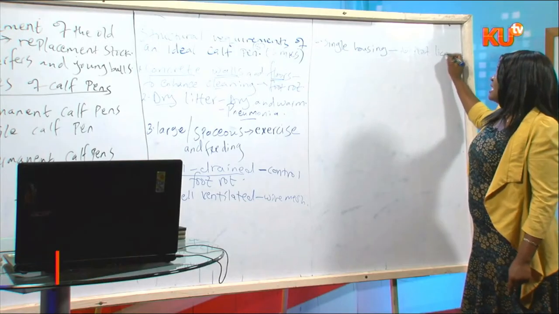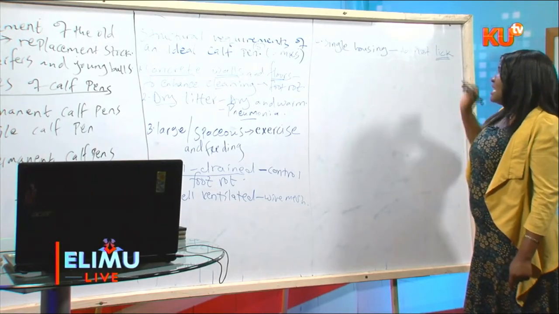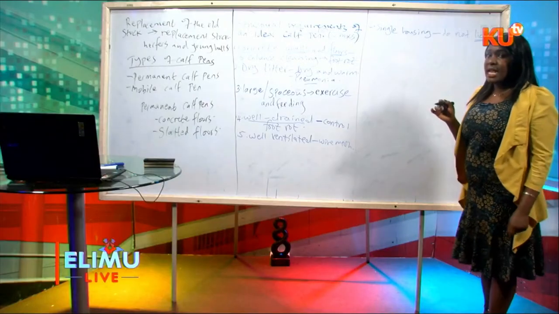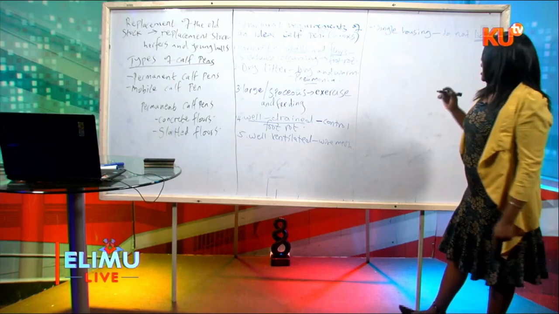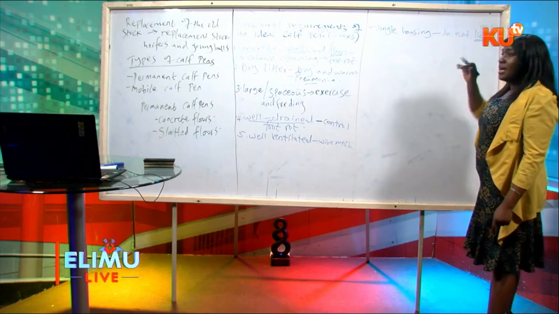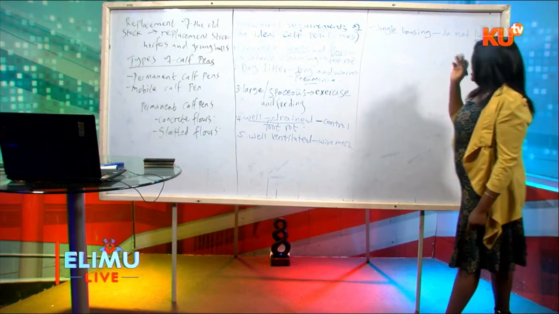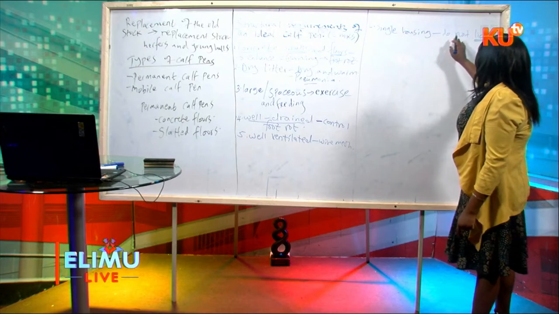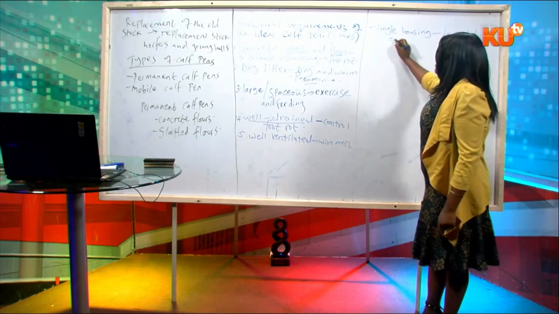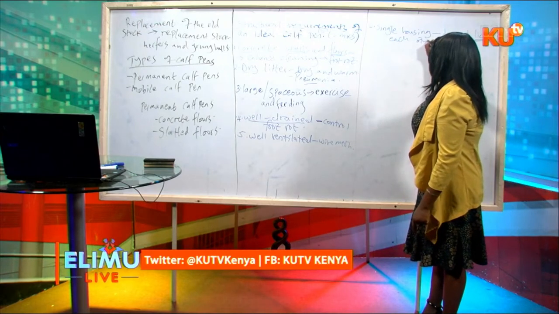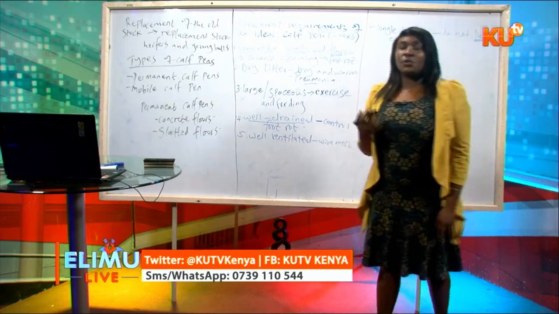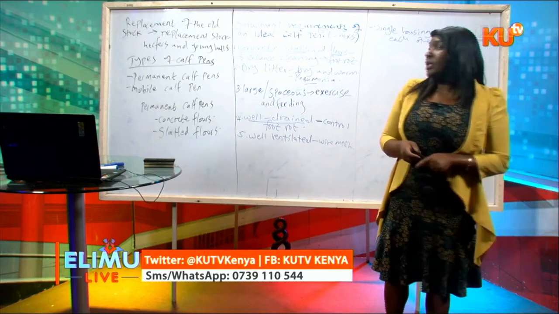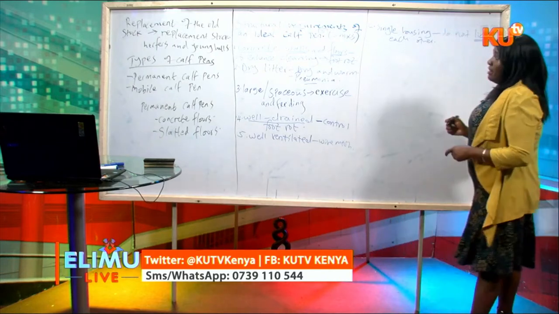I'm talking of this lick, licking with L-I. You know, licks are many. There's the leaking of water. I hope you understand what I mean by licking. So the calves do not lick each other. And why don't we want calves to lick each other, dear learner? Why don't we want calves to lick each other?